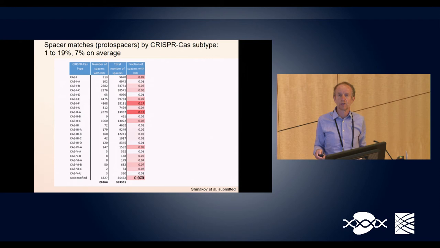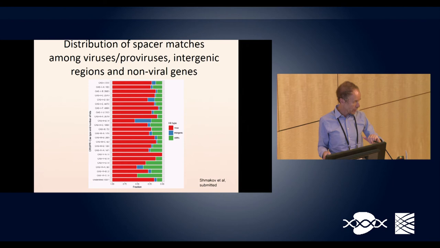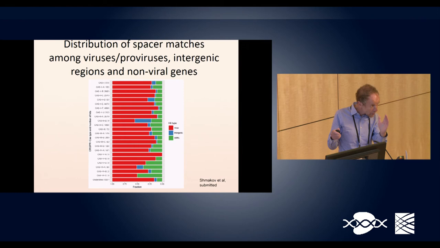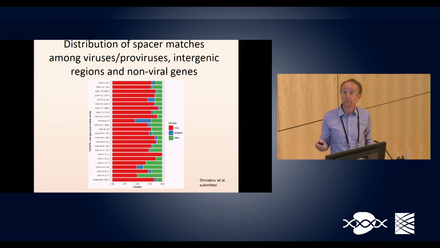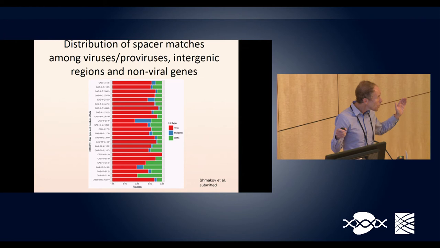Now, what are those spacer matches? Now we only classify those 7% for which we detect matches, which in actuality are protospacers. What we see here, not unpredictably, but I would say rather strikingly, is that the considerable majority, on average about 75 to 80% typically, come from viruses, including proviruses. The small fraction comes from so-called intergenic regions. When we actually look at those intergenic regions, it turns out that unfortunately these are mostly problems of microbial genome annotation, and there are genes there.